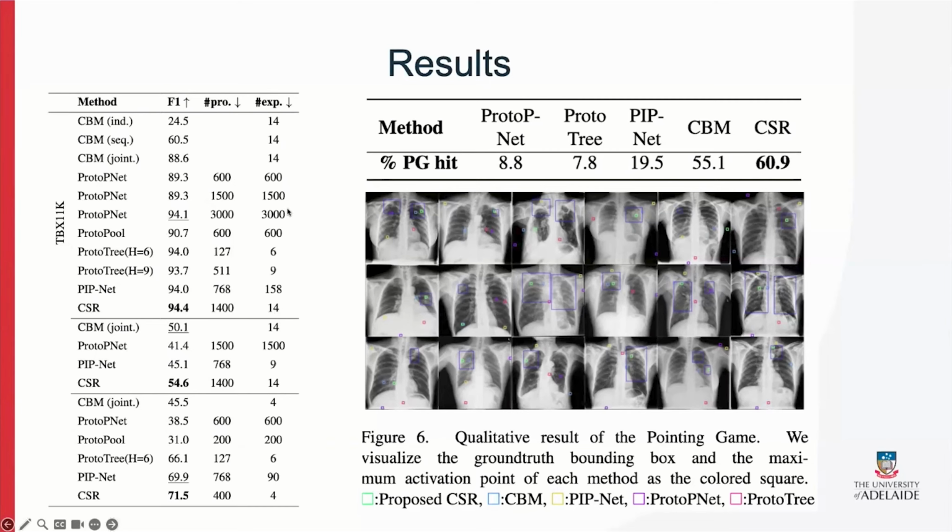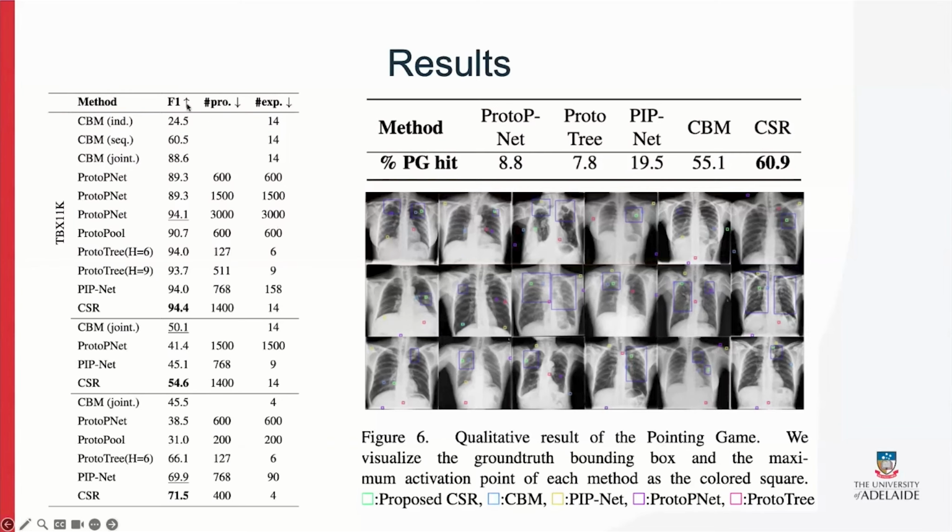Because if we look at ProtoPNet, it has a number of explanations up to 3,000. You can imagine if we show 3,000 explanations to a human, although it can be helpful, it's not very easy to interpret. So a fewer number of explanations will be more useful to humans.